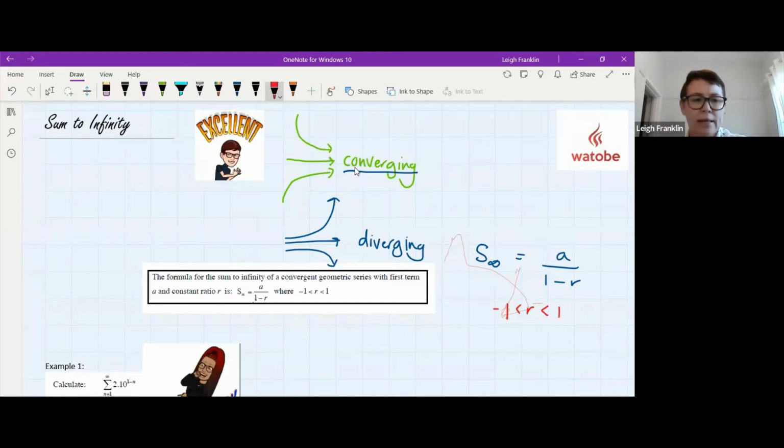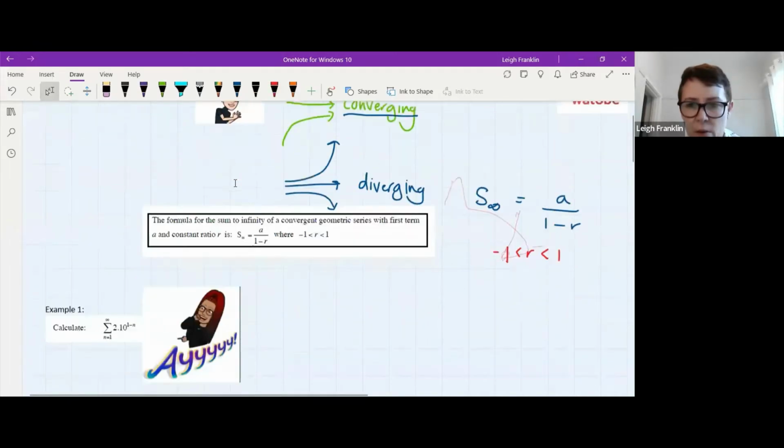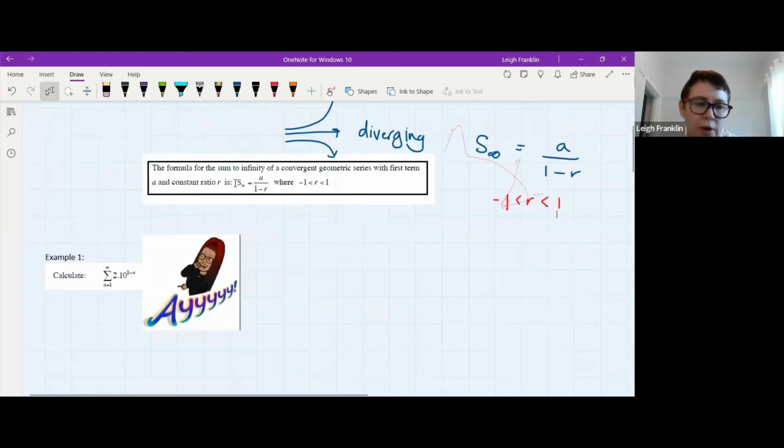Okay, so on to the first thing. What they could ask us to do is use sigma notation. So they've said to us in here, calculate the sum to infinity for 2 times 10 to the power of 1 minus n, starting with n equals 1. Now, because we're working with sigma notation, it's an instruction to sum, so we're going to do sum to infinity, and that is exactly what they want us to calculate in this regard.